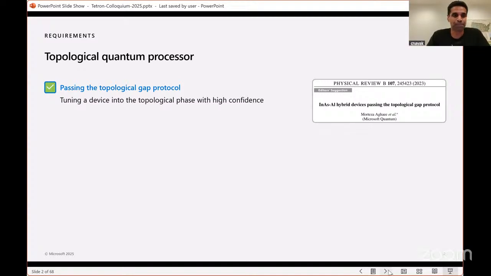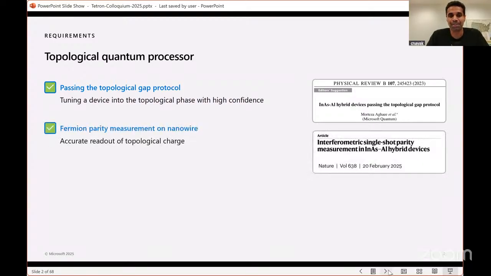So first of all, we have to tune a device into the topological phase with high confidence. If you want a topological quantum computer, this is based on a new phase of matter. You have to tune into the topological phase with high confidence. That's what the topological gap protocol is all about, and we've shown that we can pass that with our devices.